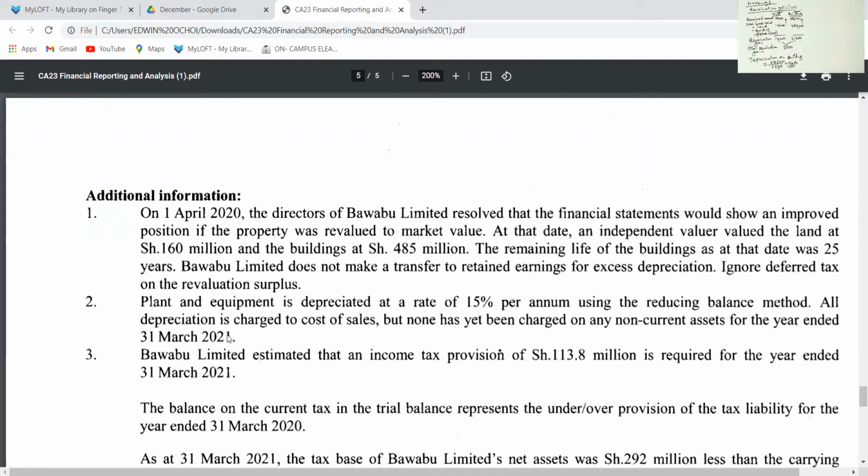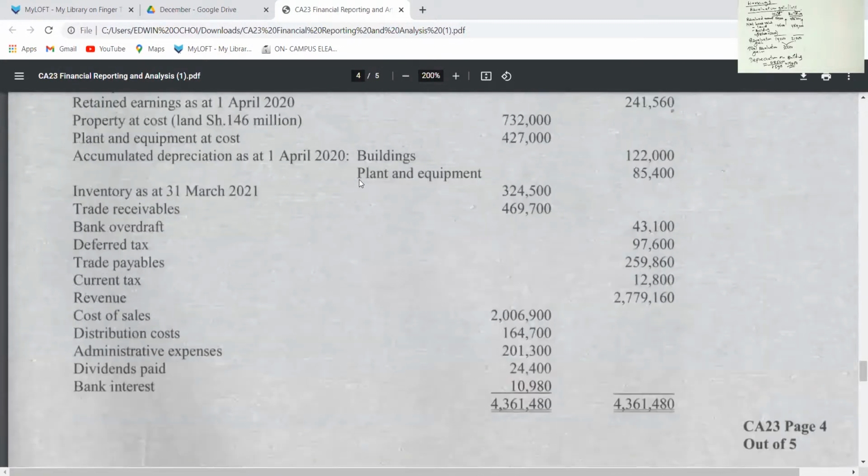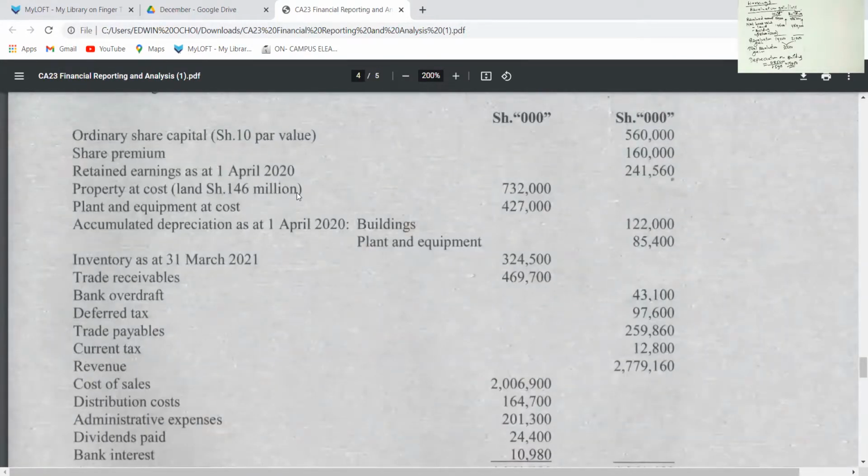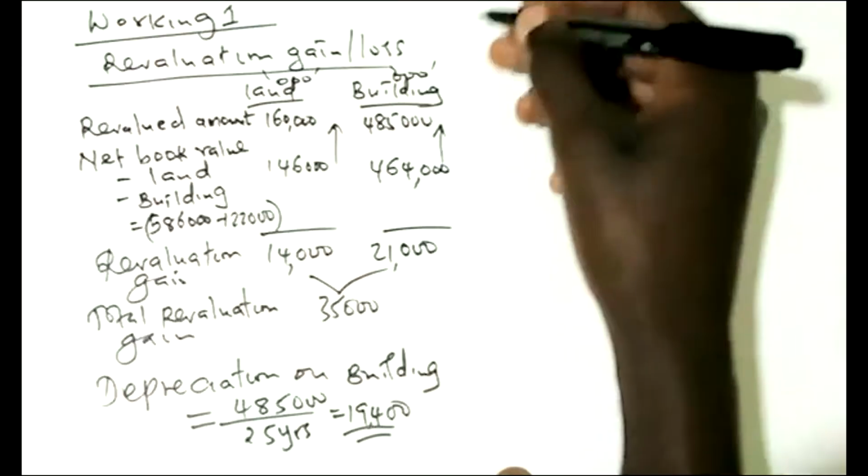So remember that for the reducing balance method, you have to take your cost of the plant, minus accumulated depreciation, then you multiply with that 15%. So the cost of the plant and equipment you can see is 427. You have to minus the accumulated depreciation of 85,400, then multiply with 15%. That is how you get the depreciation using the reducing balance method.